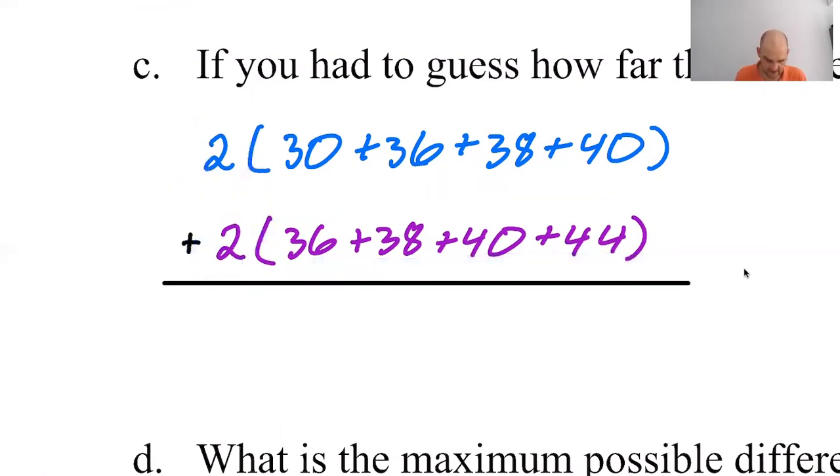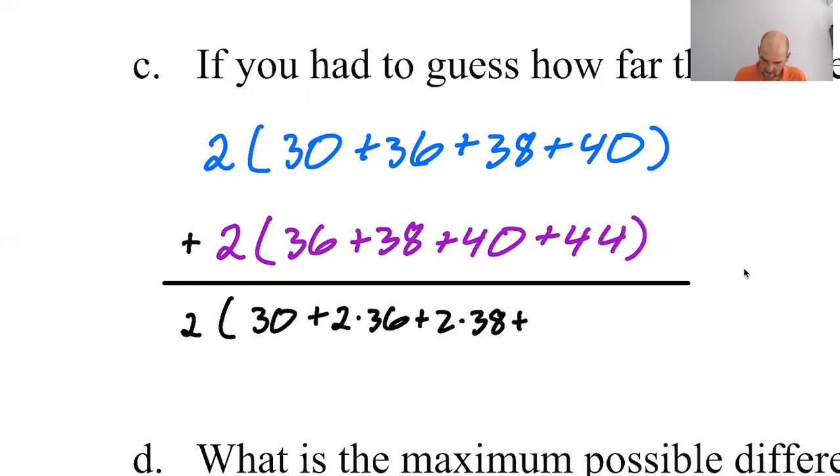So I'm going to do that. So 2 comes out. And then there's a 30. But then look, there's 2 36s. There's 2 38s. There's 2 40s. But then there's only 1 44, right? So that's when I add them together.